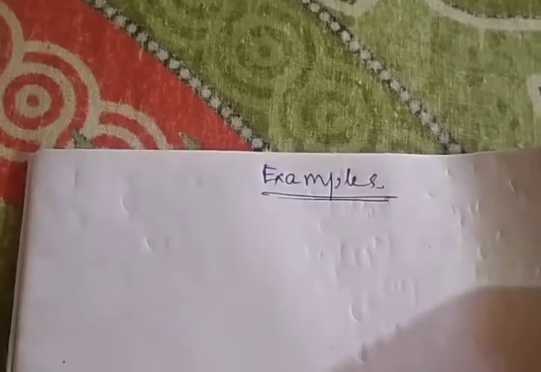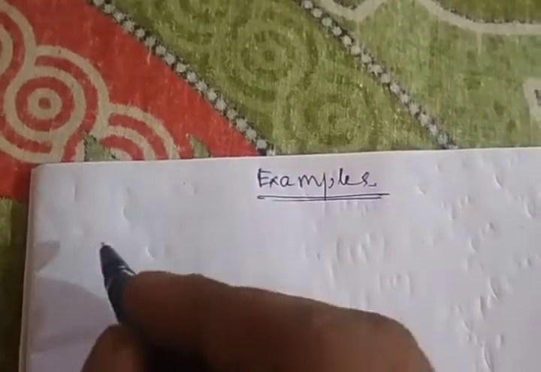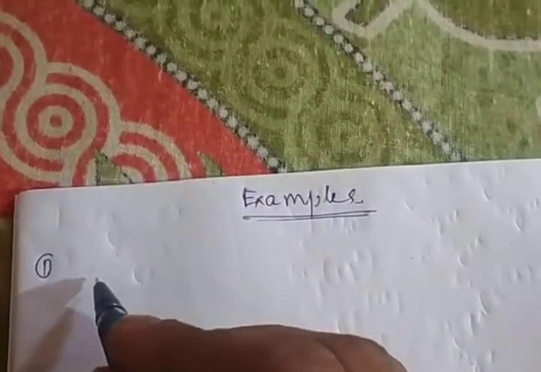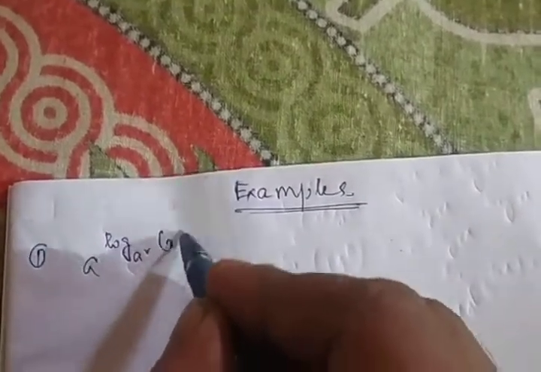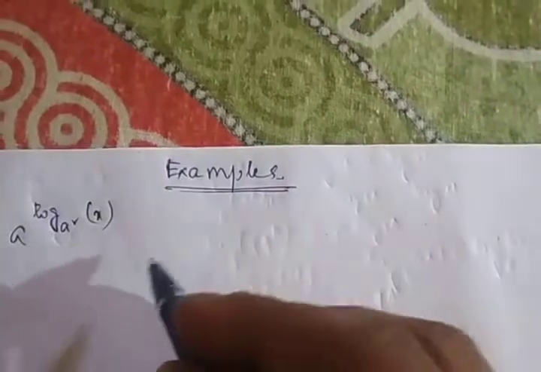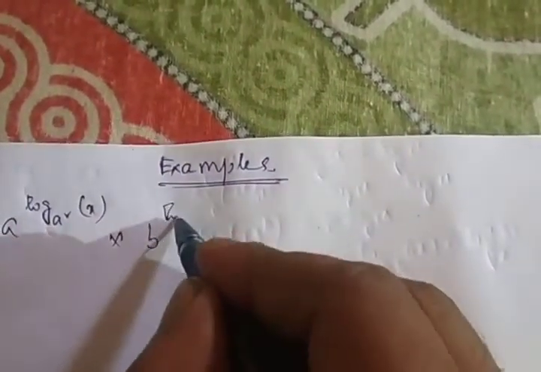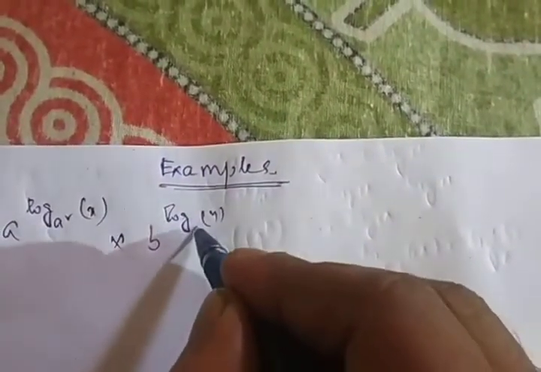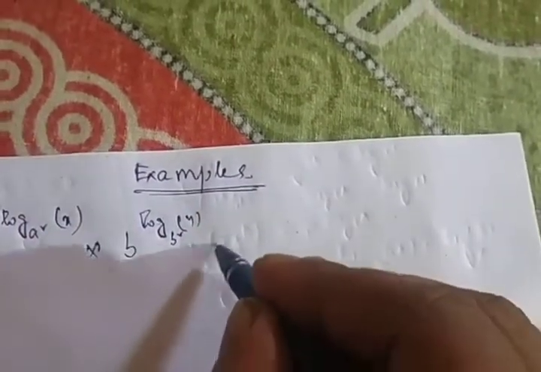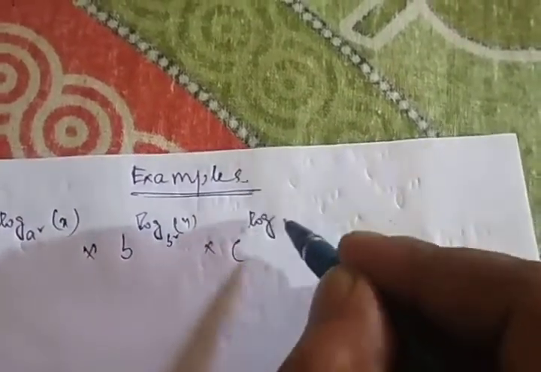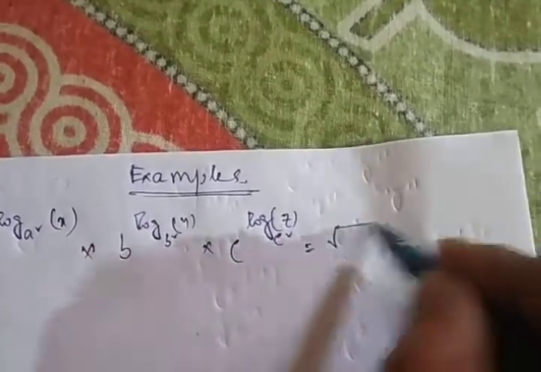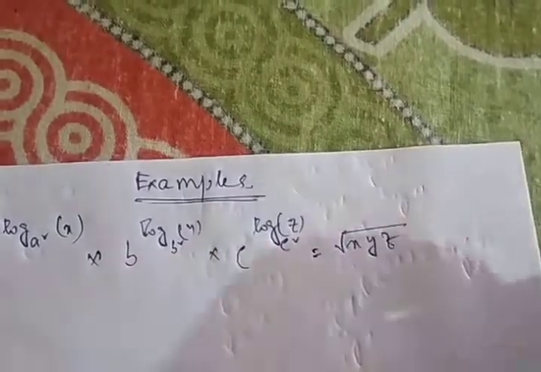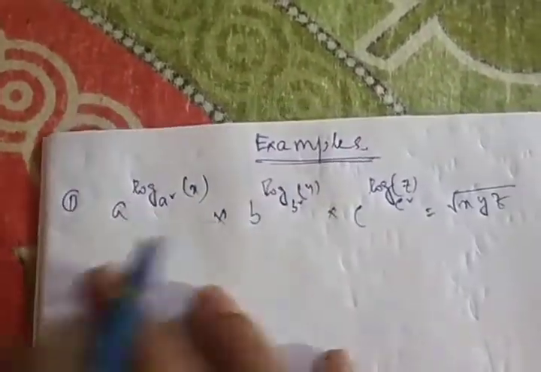Today we will discuss some examples. First example: a to the power log of x with base a square, into b to the power log y with base b square, into c to the power log z with base c square, equals root under x, y, z. We have to prove this.